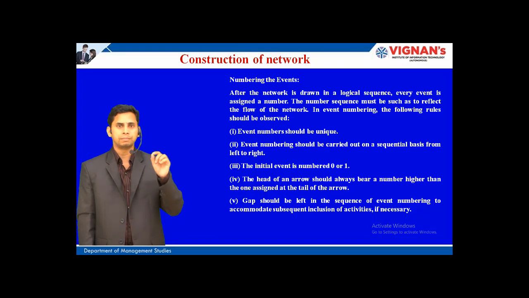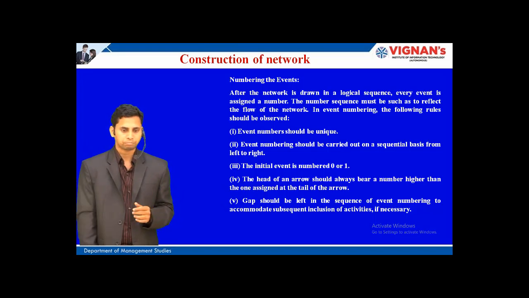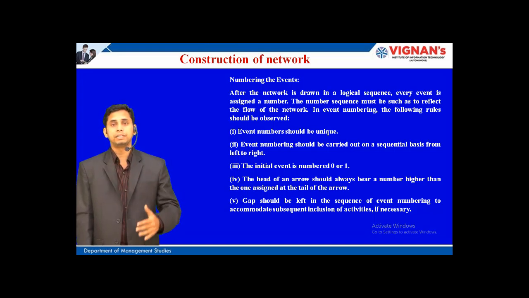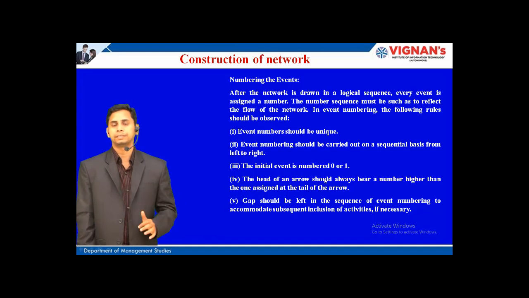You can start giving number as 0 for the initial event, or you can start with the number 1 also for the initial event. But once you start the number, it should go on in a sequential order for the next upcoming events. The head of an arrow should always bear a number higher than the one assigned at the tail of the arrow. So the head event must always be given a higher number than the tail event.